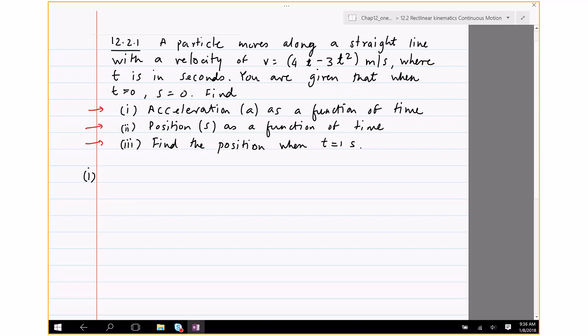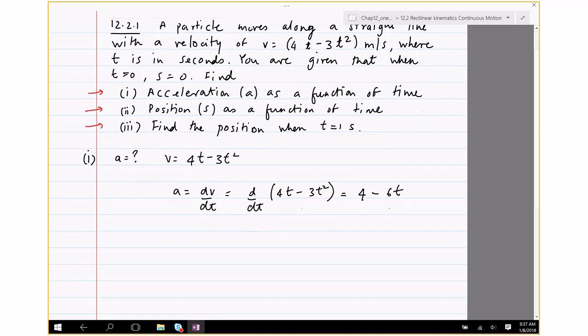Okay, let's start with the first part. We're going to find the acceleration, and we're given the velocity. The rate of change of velocity is the acceleration. So a is dv/dt. This is where you have to know calculus. You have to know how to differentiate. v is 4t minus 3t squared. So what's the derivative of 4t? Just 4. What about 3t squared? 6t. So that is the answer. a is 4 minus 6t.